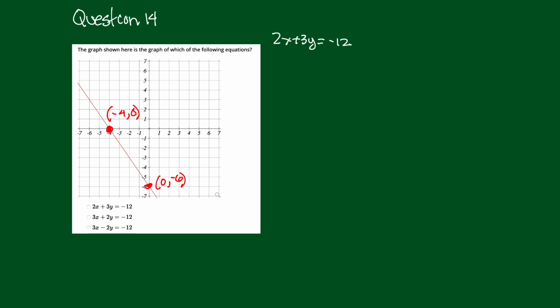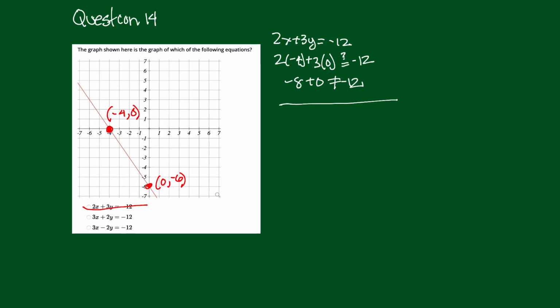Now put this point in. Let's just try one. Put this point in right here. Negative 4 for x, 0 for y. So if I do that, I get 2 times negative 4 plus 3 times 0. Is that equal to negative 12? Well, this is negative 8 plus 0. That is not equal to negative 12. So it's not the first one, right? We can cross that first one off.